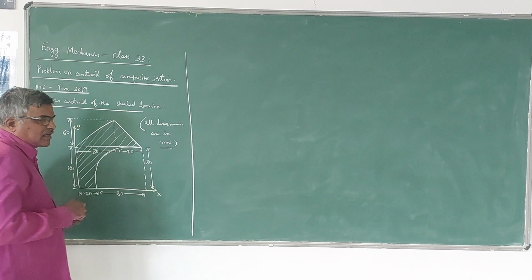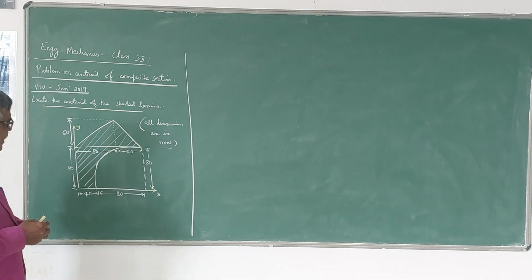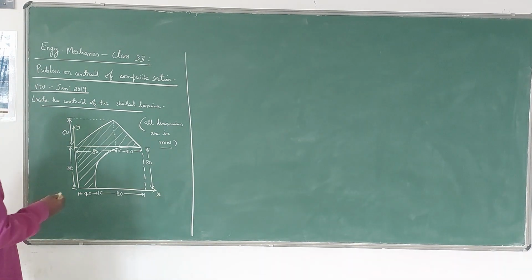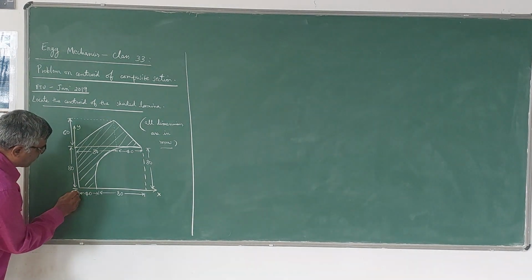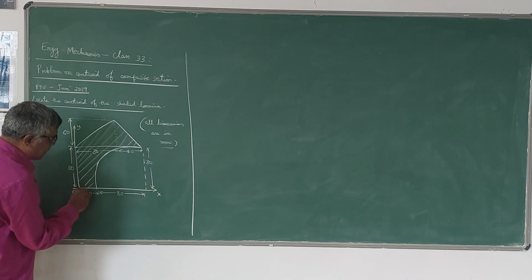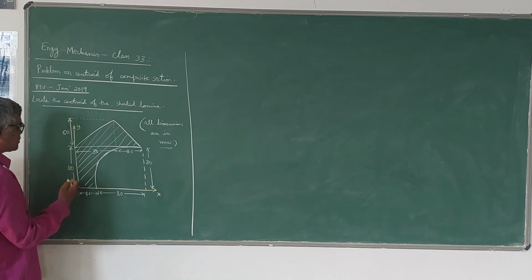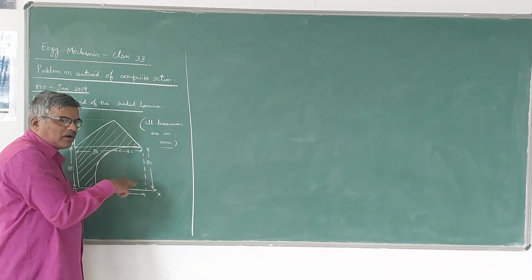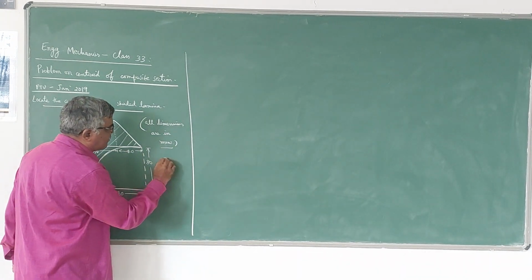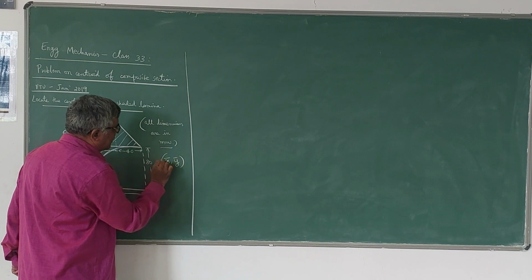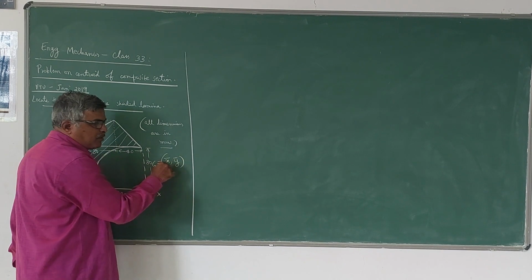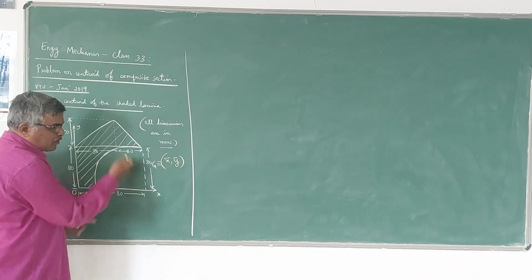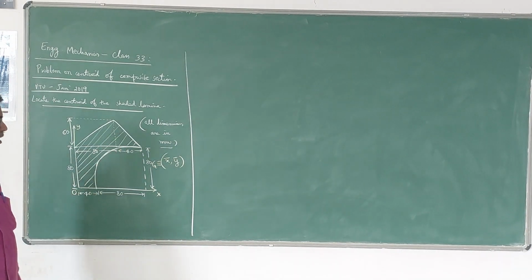Therefore, the area of the quarter circle we have to take as negative. That I have explained in the earlier lecture. Now I will take the bottommost edge as the x-axis, and the leftmost edge as the y-axis, so that the coordinates x bar and y bar of the centroid will be positive. So x bar will be to the right side of the y-axis, y bar is above the x-axis. Therefore, both will be positive.